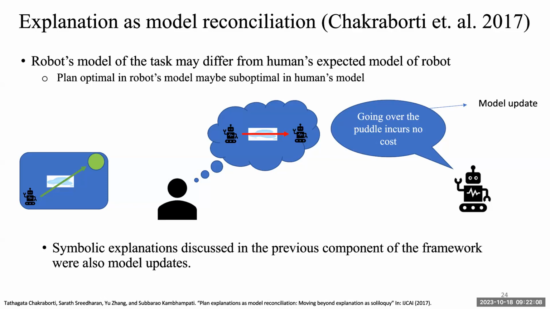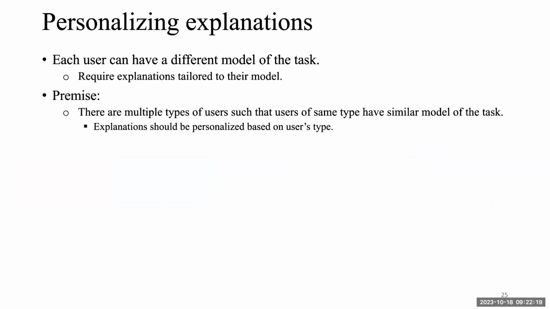And the symbolic explanations discussed in the previous component were also model updates, where we were in a way updating the precondition in the human's model for actions. Having said that, in this work, we are claiming that each user can have a different model of the task. That is, they may require explanations that are tailored to their model of the task. And we make a simplifying premise here that there are multiple types of users, such that users of the same type will have a similar model of the task. Users of different types can have different models. So explanation should now be personalized based on users' type.